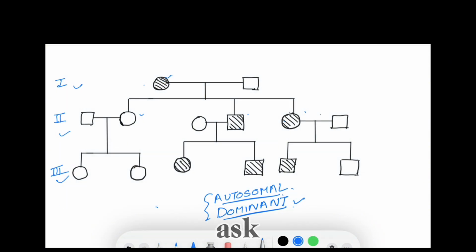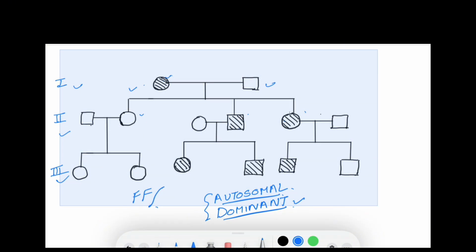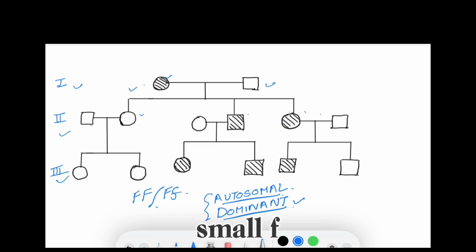But suppose they ask, find out the genotype of the mother and the father in the first generation. So how to find out? Because we know that the trait is dominant, and if we consider that this is some F disease and we want to write the genotype, because it is dominant, it can be either FF if they are homozygous, or F small f. This could be the genotype.